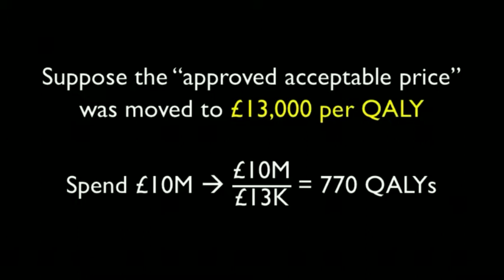Suppose the approved acceptable price was moved to £13,000 per quality adjusted life year. In other words, what if the government said we're only going to pay for drugs that give us one QALY for £13,000 or less? Well, with that fixed budget of £10 million, if they're only buying drugs that give them one QALY for £13,000, then they could actually buy a full 770 quality adjusted life years.